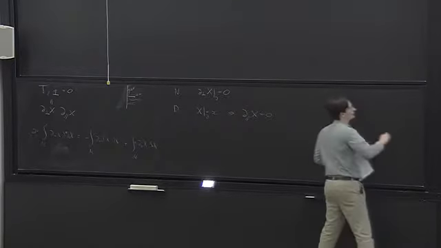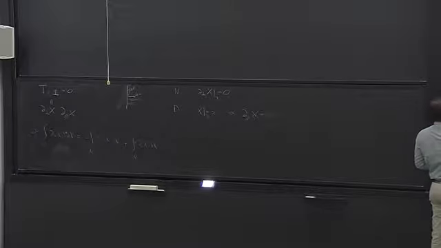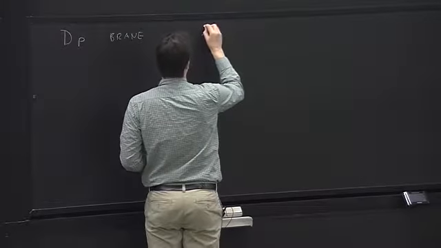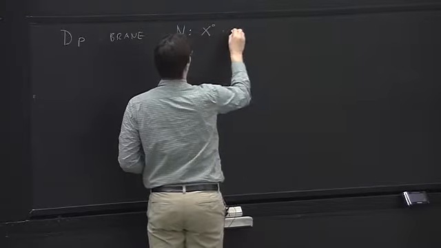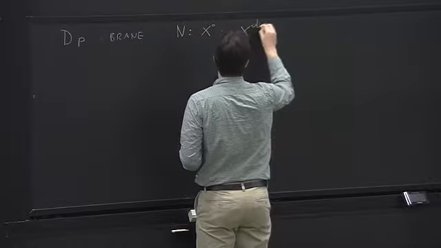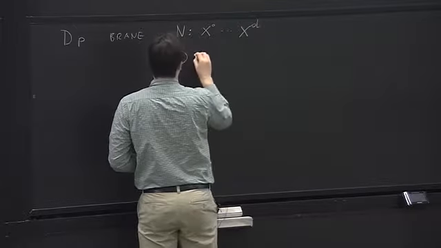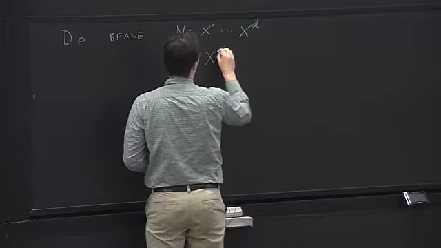So if I want to define, say, a Dp-brane, I would take Neumann boundary conditions for the coordinates from x0 all the way to xp, and Dirichlet for the remaining coordinates.